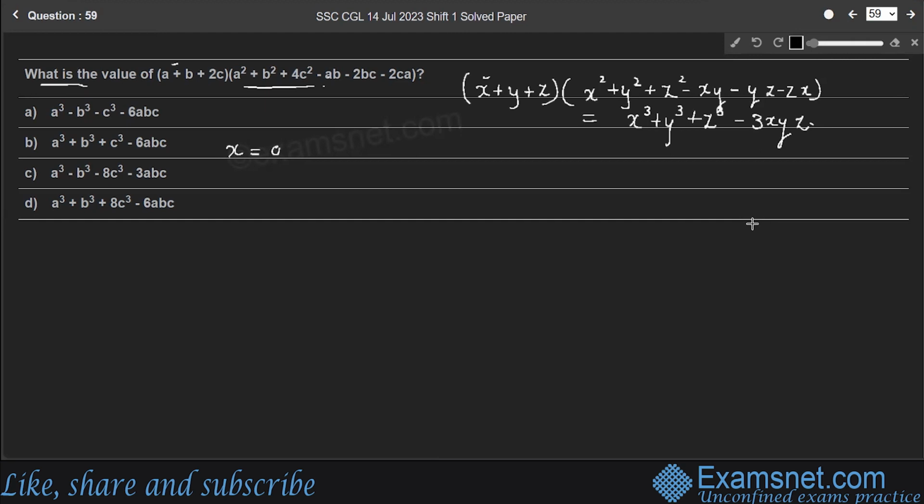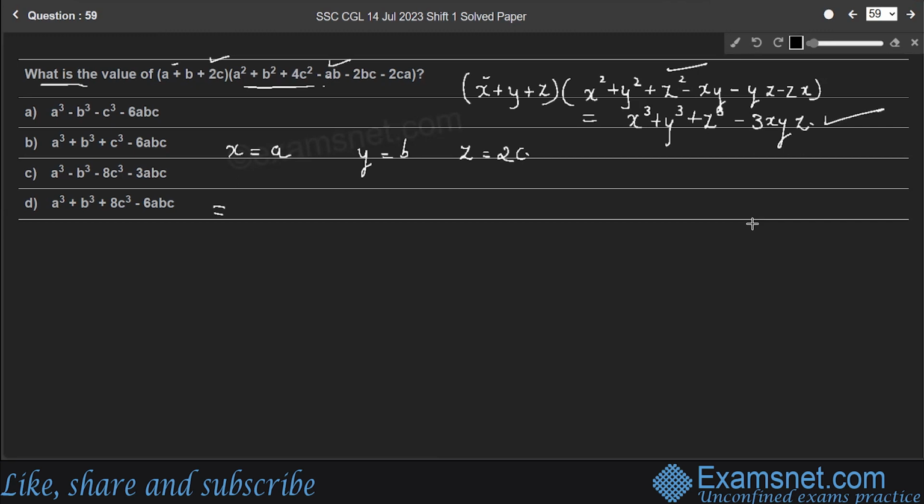X is equal to a here, and y is equal to b, and z is equal to 2c, right? Therefore, the given expression becomes, right? So, the next part of the expression is in the form of x square plus y square plus z square minus xy minus yz minus zx, right? Therefore, it is equal to x cube, the RHS part.